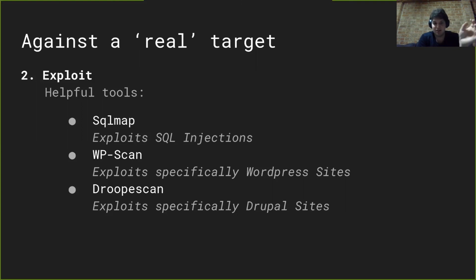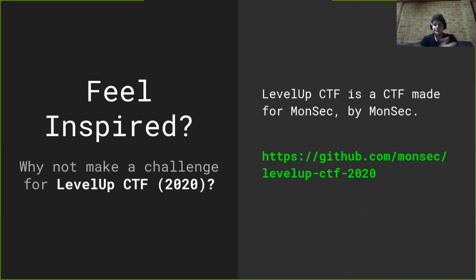Droopescan also works with Drupalgeddon, which is a command injection vulnerability that was found, I think, like last year, something like that. A lot of websites still have it. But yeah, that's pretty much all for this, I've touched on everything in web that I can think of. Didn't go over any Wireshark, but we'll leave that for next week's forensics.